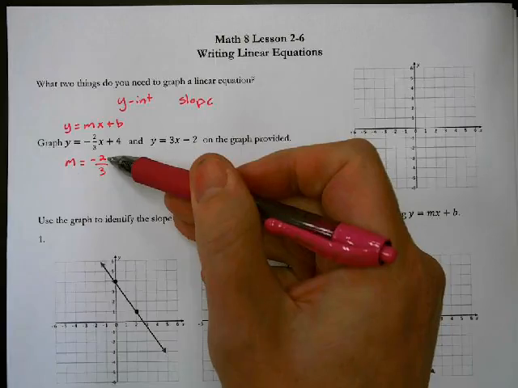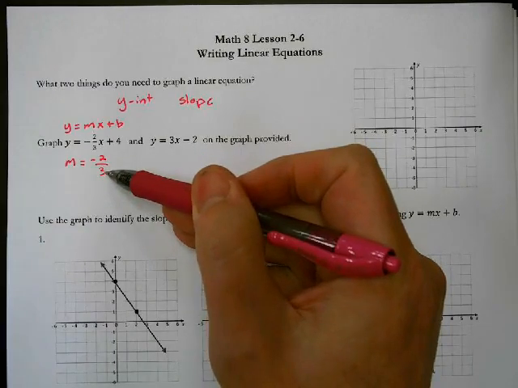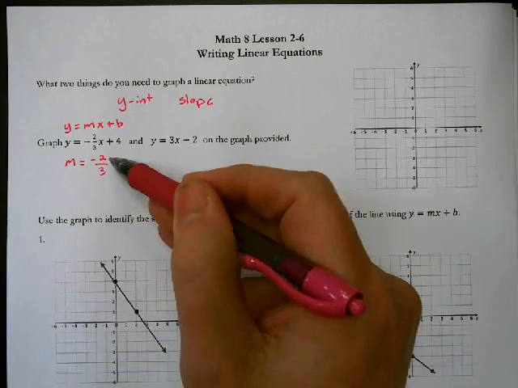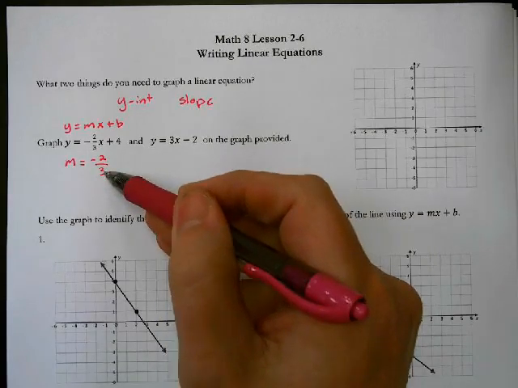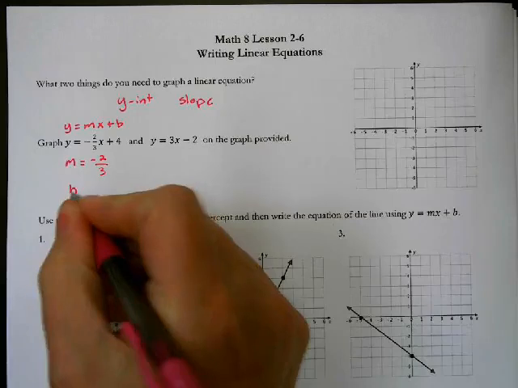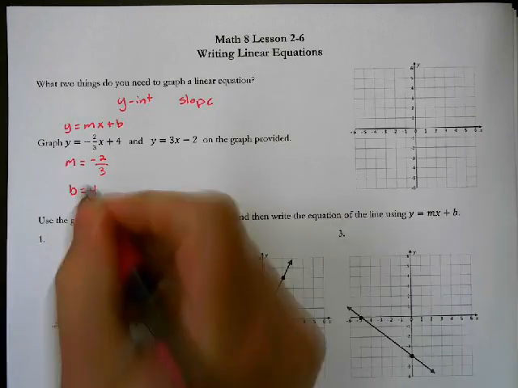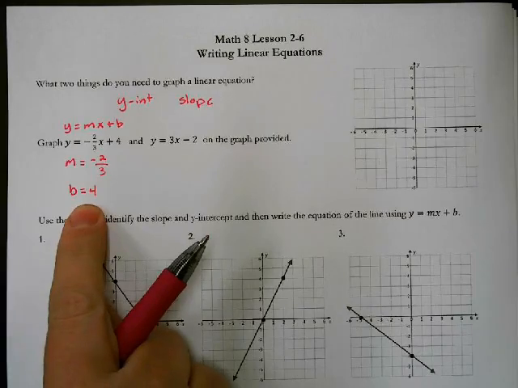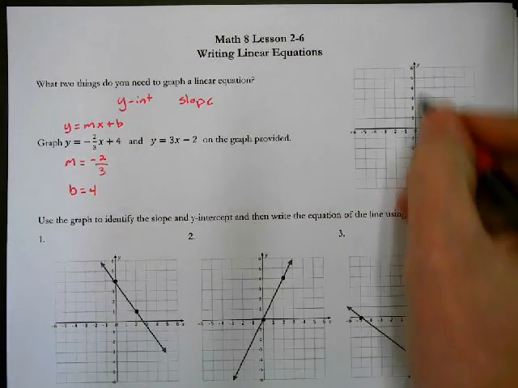So this is saying I'm going down 2, right 3. Or you could do it backwards and put the negative on the bottom, and then you'd be going up 2, left 3. My y-intercept is 4. That's the starting point on the y-axis. So I would graph the starting point on the y-axis first.